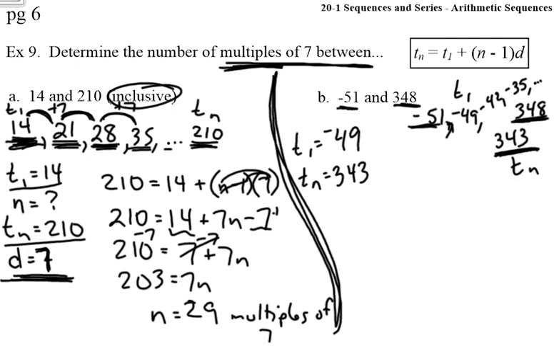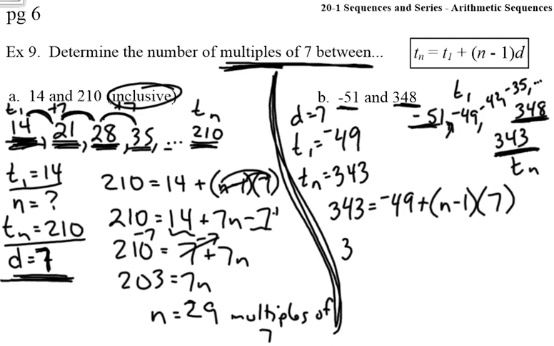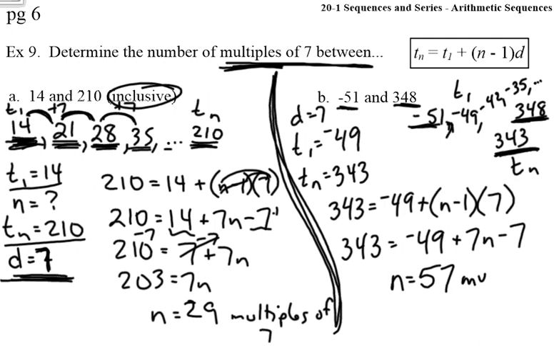So here we go. 343 equals T1, negative 49, plus n minus 1 times D, which again, because we're looking at multiples of 7, is positive 7. 343 equals negative 49 plus 7n minus 7. And when you solve for n, you should end up with 57 multiples of 7 between negative 51 and 348. There will be 57 numbers between those two that are multiples of 7.